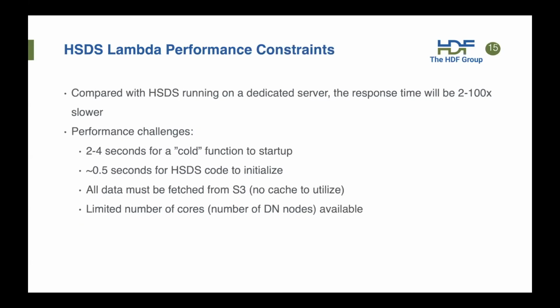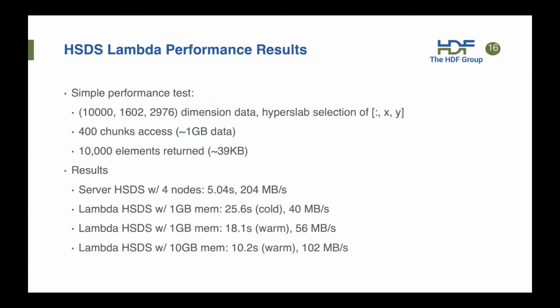So the results of testing are this. Compared with HSDS running on a dedicated server, the response time will be anywhere between 2 to 100 times slower. This is because you need 2 to 4 seconds for a cold function to start up. Lambda has cold versus warm versus hot functions. A function that has not been called recently will be cold, and invoking that function makes it become warm or hot.